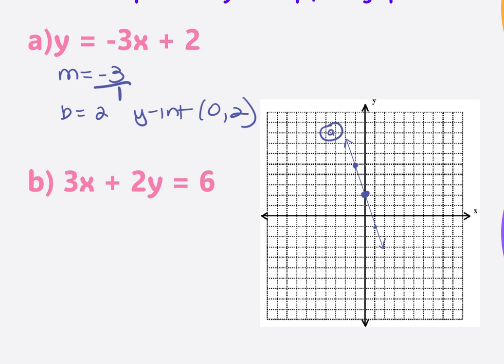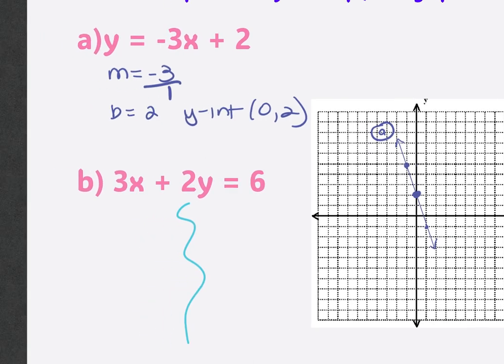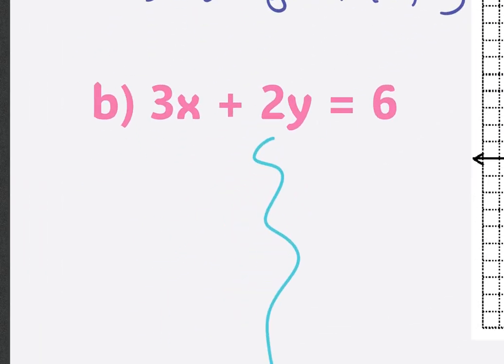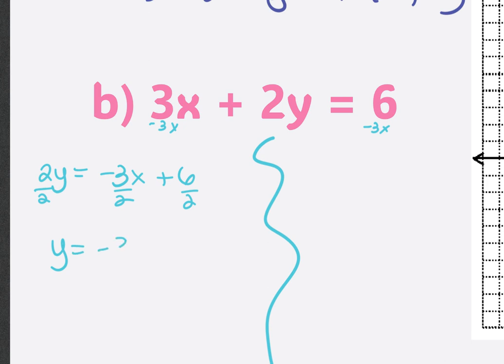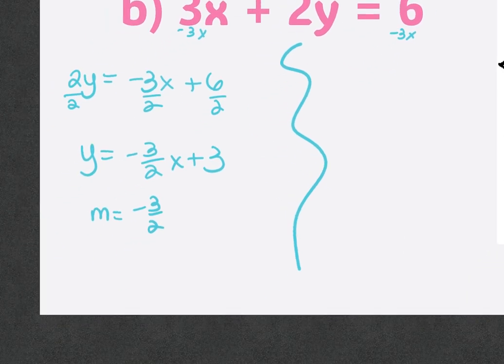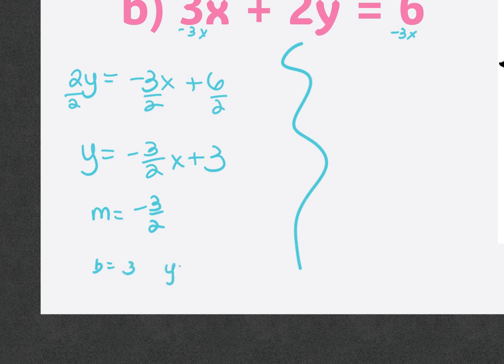All right, so for B, you actually have 2 choices. One is to get this into slope-intercept form, so solve for y. So I would subtract the 3x to get 2y equals -3x plus 6, and then divide by 2. y equals -3/2 x plus 3. And then from there, my m is -3/2, which is my slope, and my b is 3, which means my y-intercept is 0, 3.